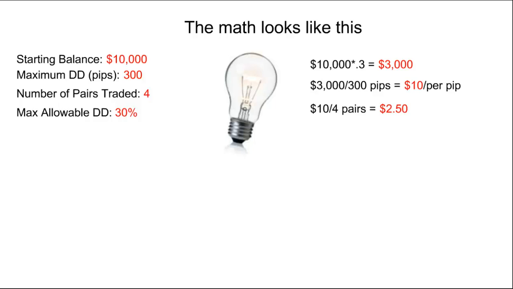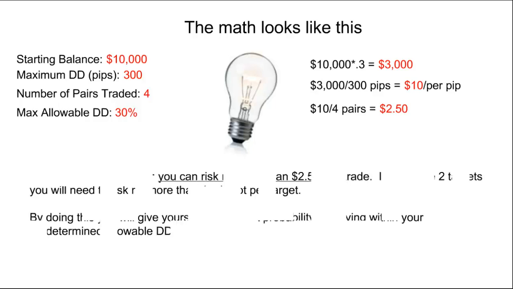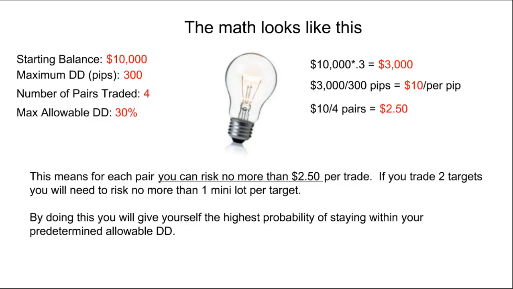So if I spread load across 4 pairs, that's $2.50 per pair. That means that for each pair, you can risk no more than $2.50. If you trade 2 targets, you will need to risk no more than 1 mini lot per target. By doing this, you will give yourself the highest probability of staying within your predetermined allowable drawdown. Okay? But this is the process of looking at risk management and saying, okay, how do I ensure that this 30% is never exceeded? Any questions on that?